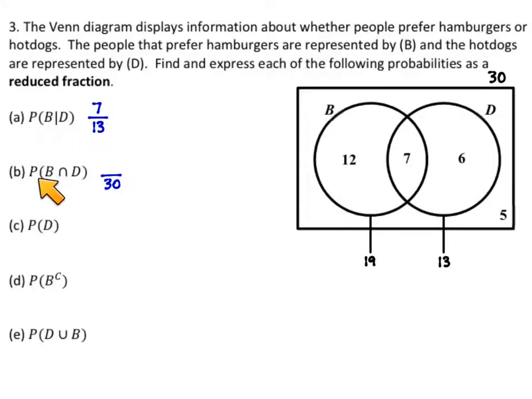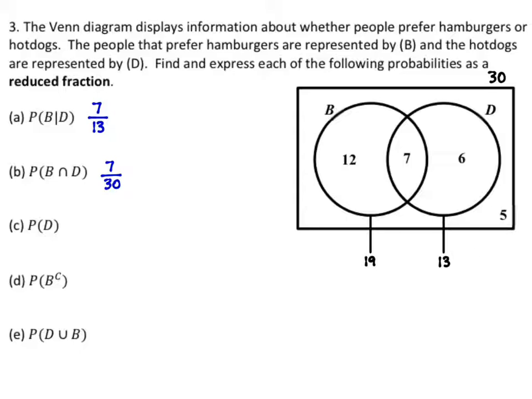In B it says, what's the probability of B intersect D? So what part is B intersect D? Remember, intersect is one piece. So what piece is the intersection of those? Well, that's the 7. That's B intersect D. So that's our probability for that. There are 7 out of 30 people that like hamburgers and hot dogs.